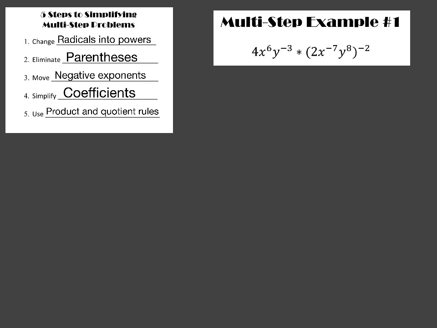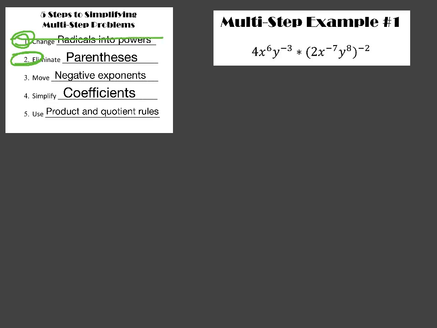So let's start with step number 1. It says, change radicals into powers. So I'm going to come over here and I'm going to look at my problem and I'm going to see if I have any radicals. Well, remember, a radical looks like this. Well, I don't see that symbol anywhere in here. So what that means is a really good thing. That means I am done with step number 1. I didn't even have to do it. And now I'm ready to tackle step number 2.